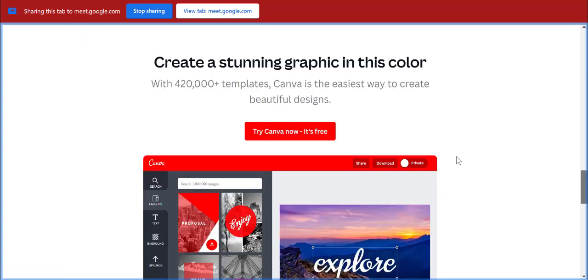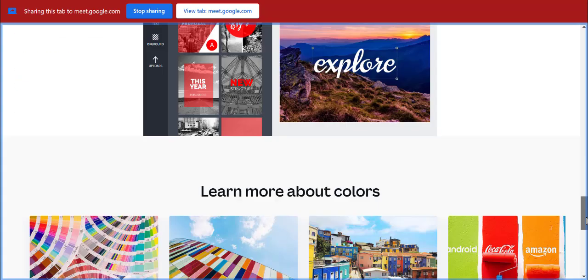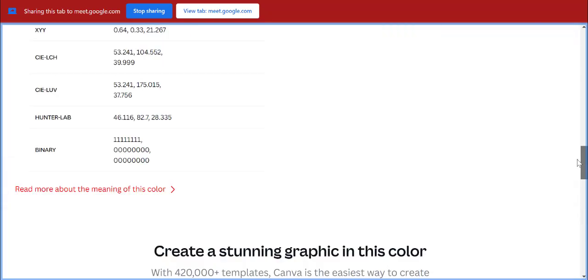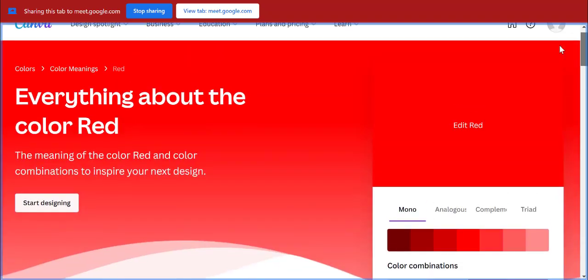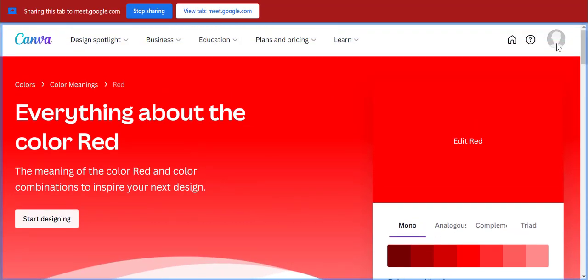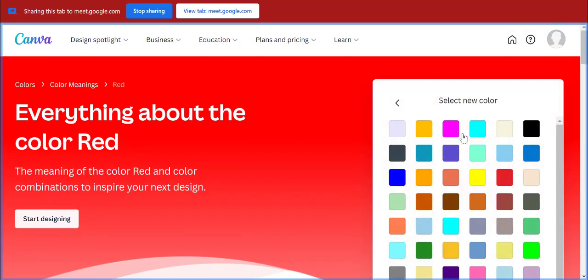Click on this button here, and Canva gives you a lot of templates that have the color red, so you could just try it and do more about it. Okay, so that's it for red. So let's move over to the next color.